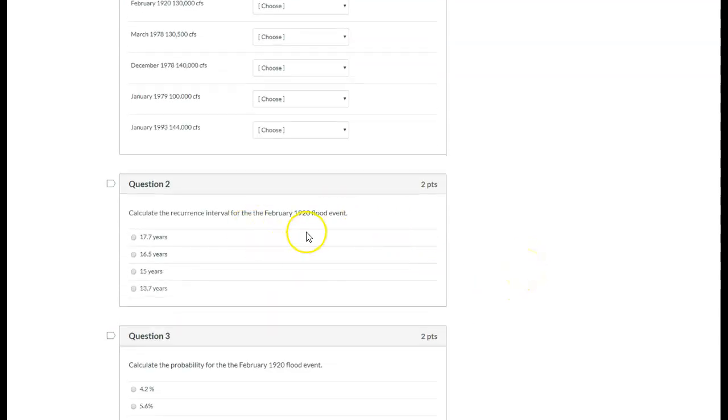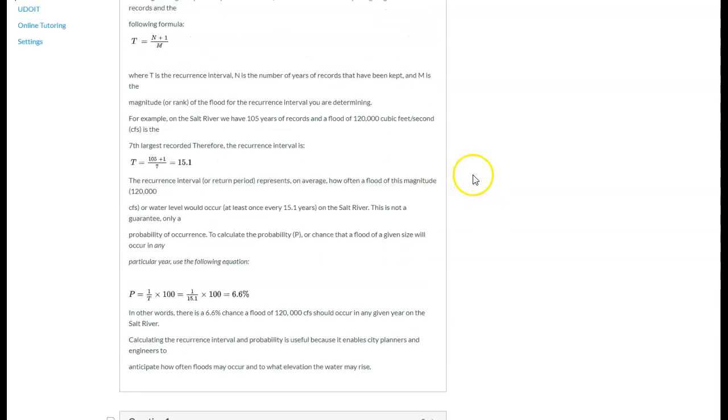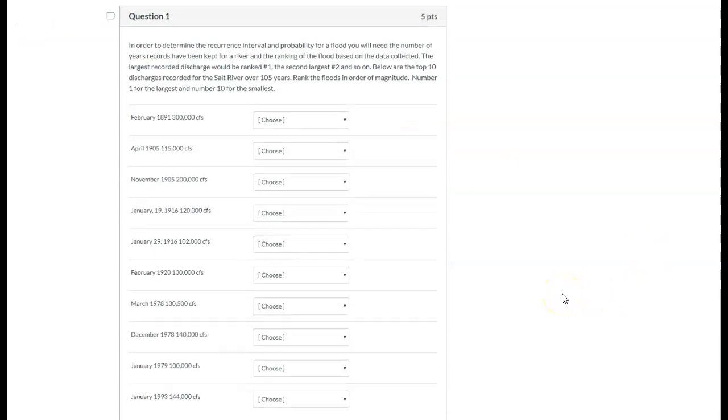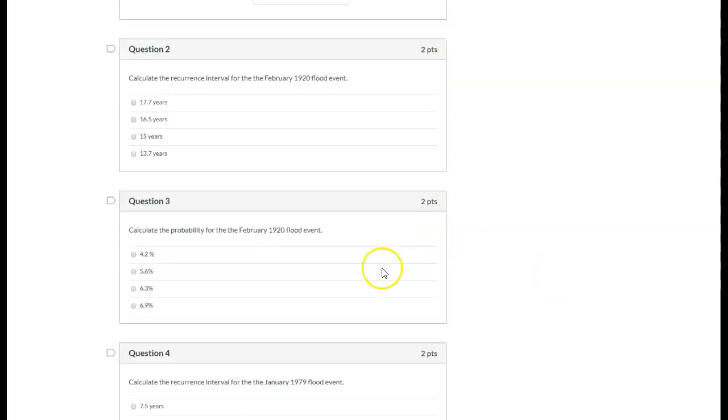So then you're going to use that to identify what ranking you gave this particular flood, plug it in the formula, and it'll tell you the recurrence interval. So don't get too confused by that. You need to rank them first. Use that number. The ranking number, remember, is the M, right? That's going right here. The number of years is given to you. So you should have all the information you need to make the correct calculation and figure out the recurrence interval.